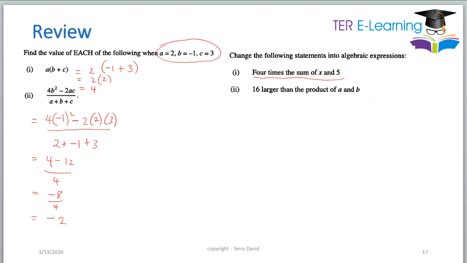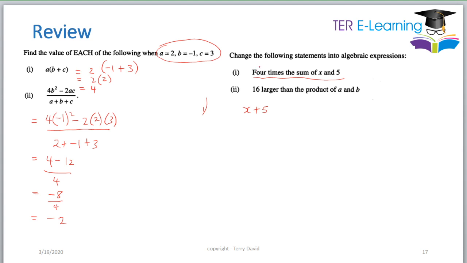Alright, so somebody's saying x plus 5. That is true. So the sum of x and 5 is x plus 5. Right? So this is part 1 we're working out here. So the sum of x plus 5 is really x plus 5.